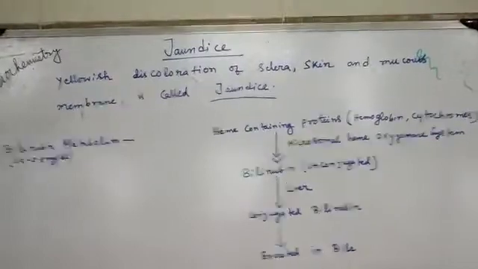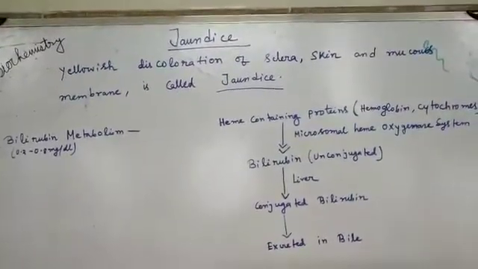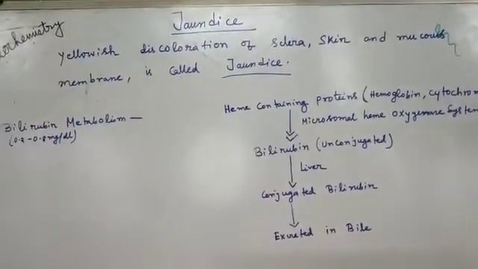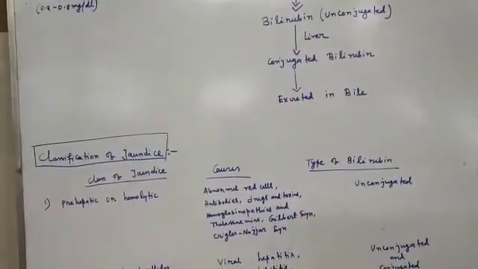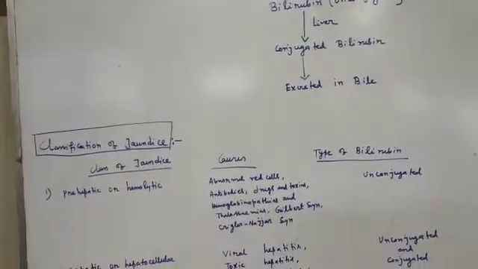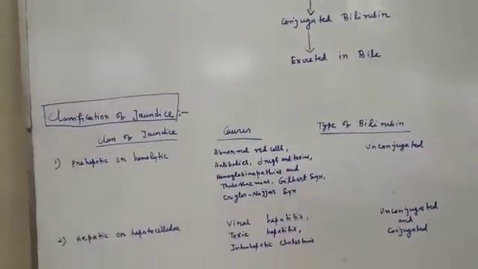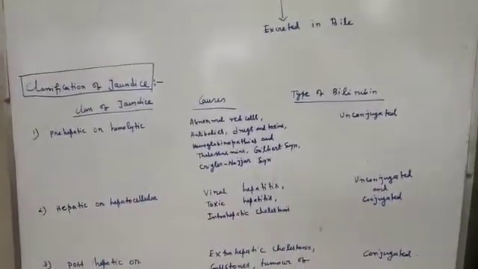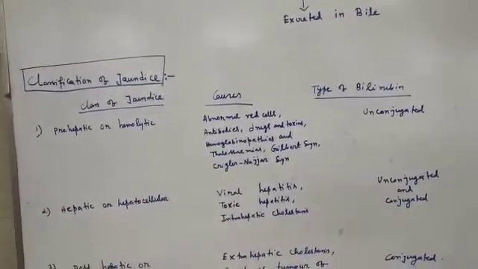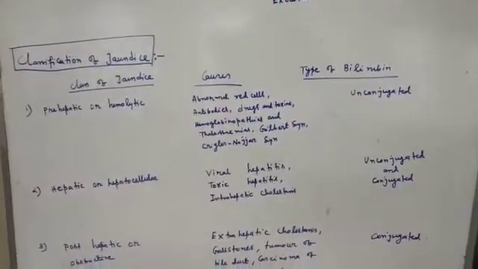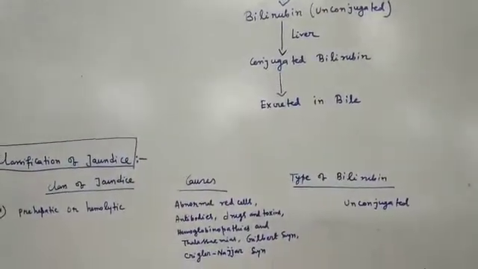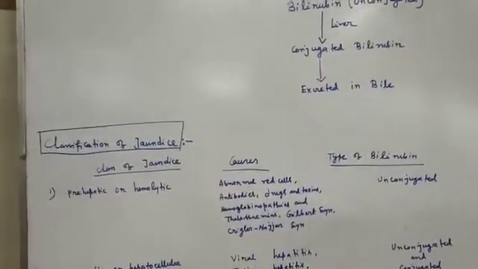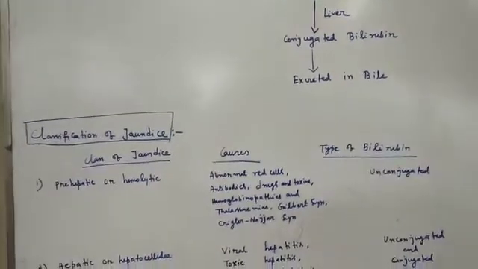Next we have to classify the types of jaundice. So, next, classification of jaundice. Jaundice is mainly classified into three types. Number 1, prehepatic or hemolytic jaundice. Number 2, hepatic or hepatocellular jaundice, and the last one, post-hepatic or obstructive jaundice. From the name prehepatic or hemolytic jaundice, it is clear the problem lies before the liver.